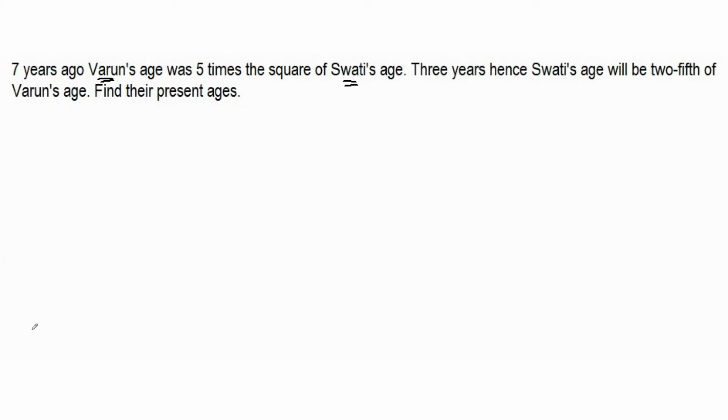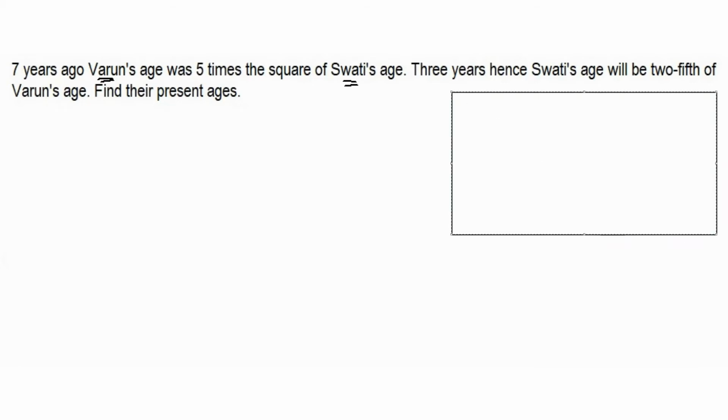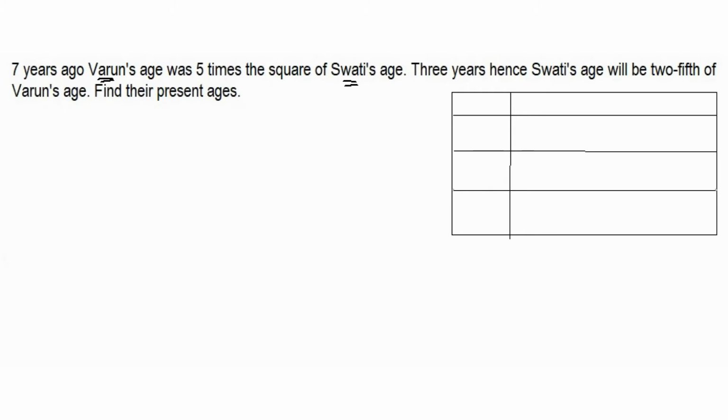So we need to build the table over here. So let's start building the table. Now, when you build the table, the best starting point is the point where you at least know some relation between their ages, and a very favorable point where I know the relation between their ages is when it is 7 years ago, right? So I will start from that point. Let me create the column for these two people. So I have Varun here and I have Swati here, right?